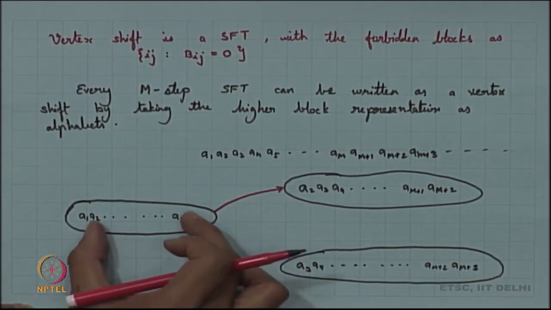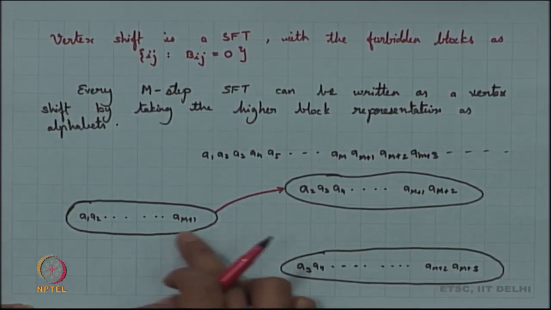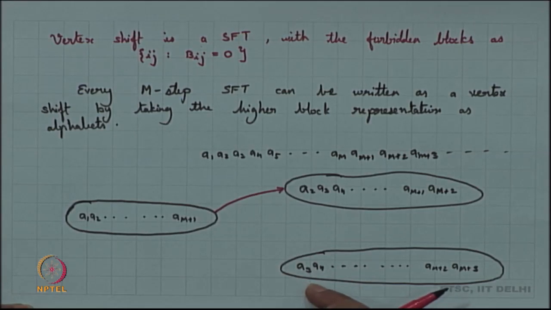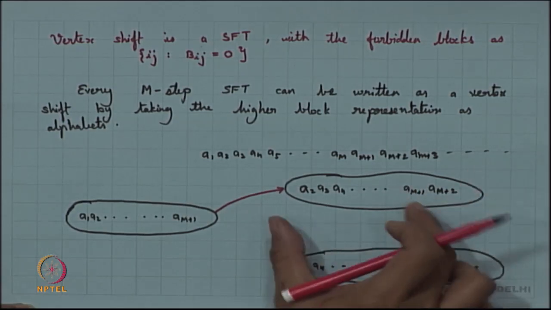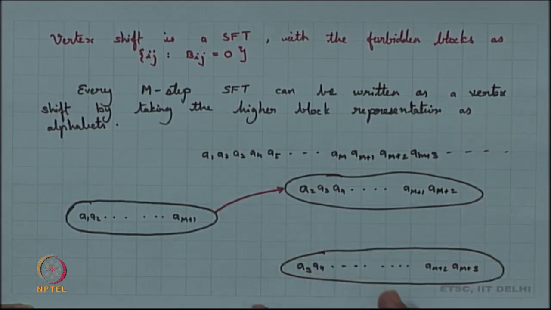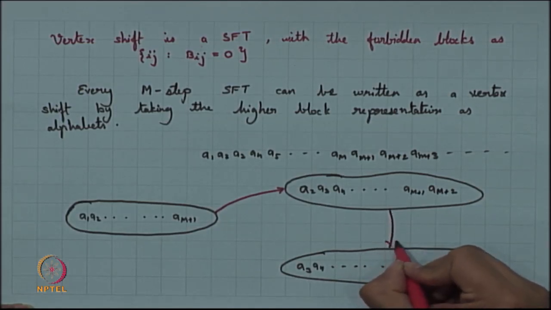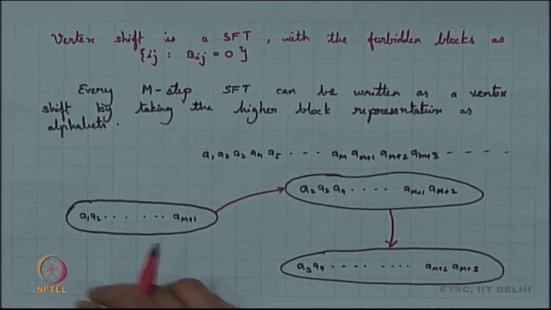Now, since this part does not coincide with this part, we cannot have an edge from this vertex to this vertex. And then when you are looking into this part, you say that okay fine, the last part, the terminal part here, coincides with the initial part here, and hence there is an edge from this to this factor. So, you are drawing a vertex shift in this particular manner.